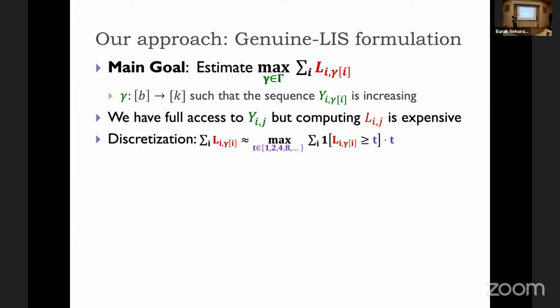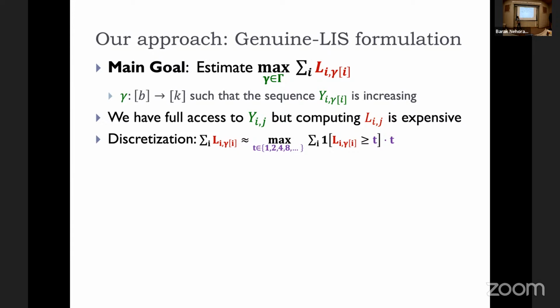Okay, so let's formally reduce this approximation problem to the Genuine-LIS problem. First of all, we can do a relatively standard discretization. This is taking the summation of the LISs over all blocks I. Basically, up to a logarithmic approximation, it is the maximum over all the scales, powers of 2, of the summation of the indicator variable, whether this LIS is at least of length t. If the LIS is at least of length t, then we say it is genuine.